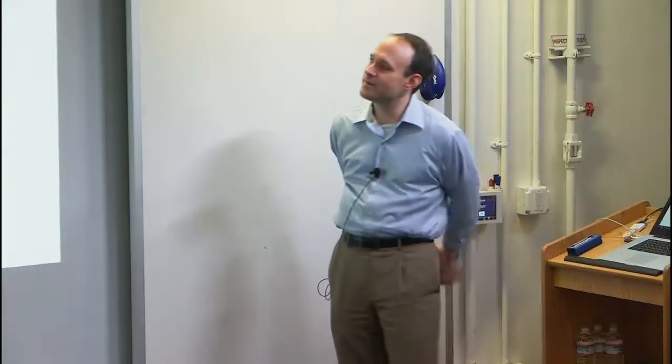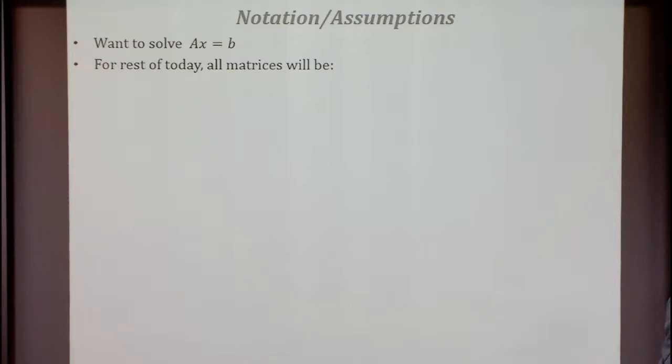OK, so first, let me start with some notation and assumptions. We're going to solve Ax equals b. And for the rest of today, every matrix I ever write down will be square. n will be the size. It'll be n by n. If I ever say m, you should think it's the number of non-zero entries. So for graphs, vertices are n and edges are m.